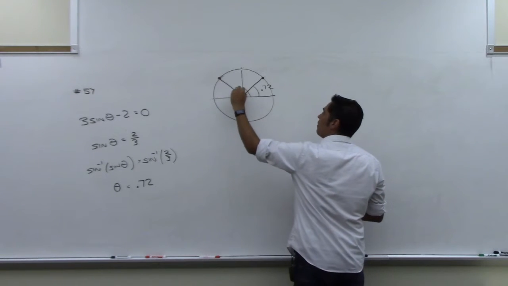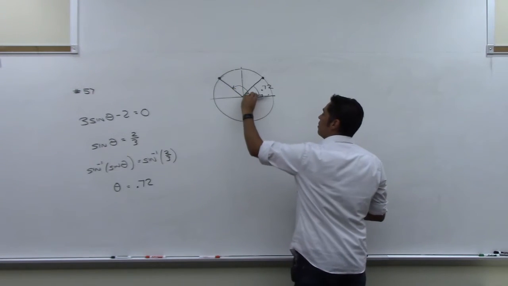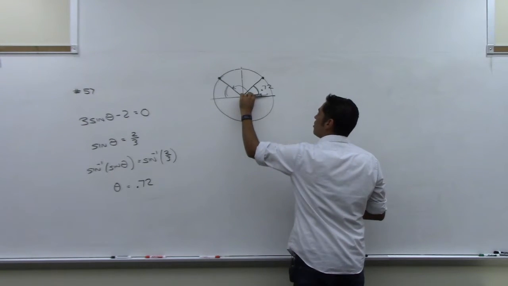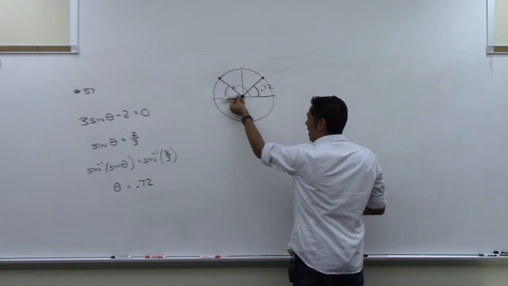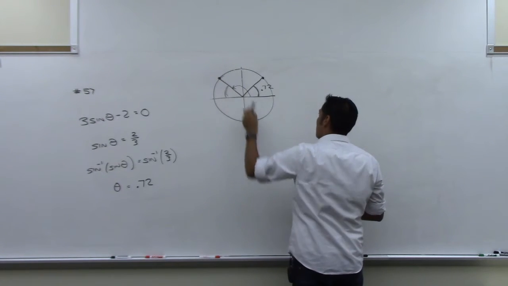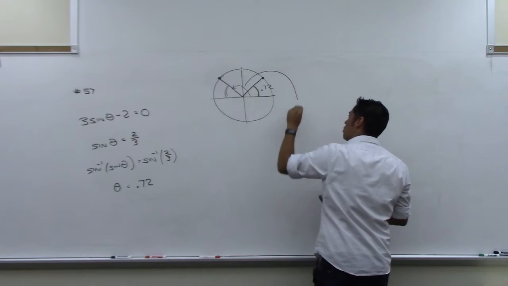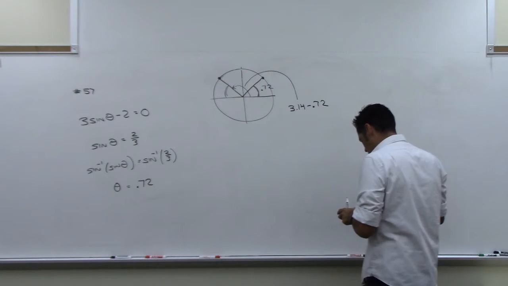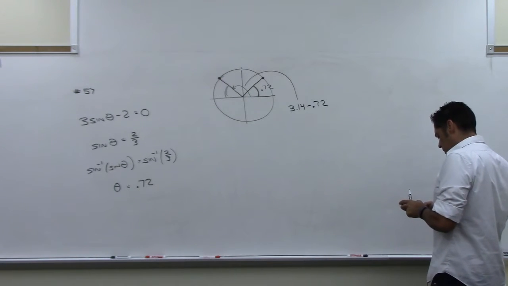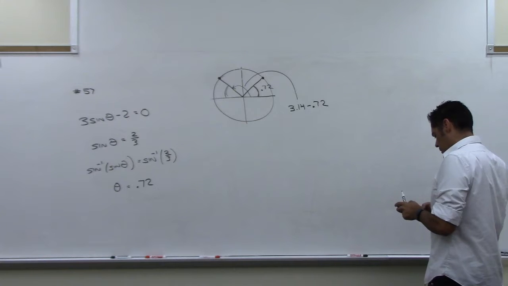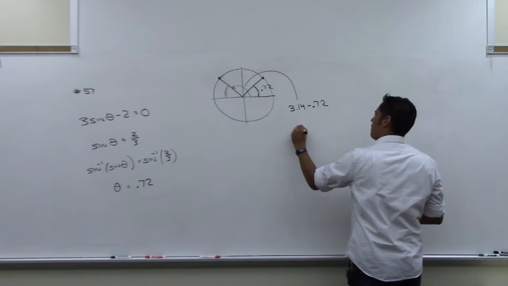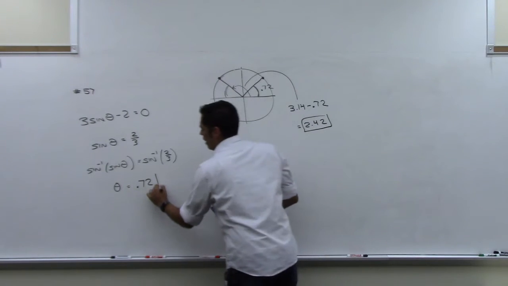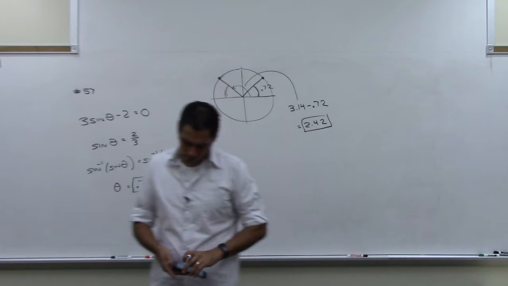Now I need to know what the angle from here to here is. So what I do is I say, well look, this right here should be the same measurement as this. So if we were to go all the way across, that's pi, and then if I take away 0.72, that would give me this angle. So 3.14 minus 0.72 is 2.42. So my 2 answers are 2.42 radians and 0.72 radians.